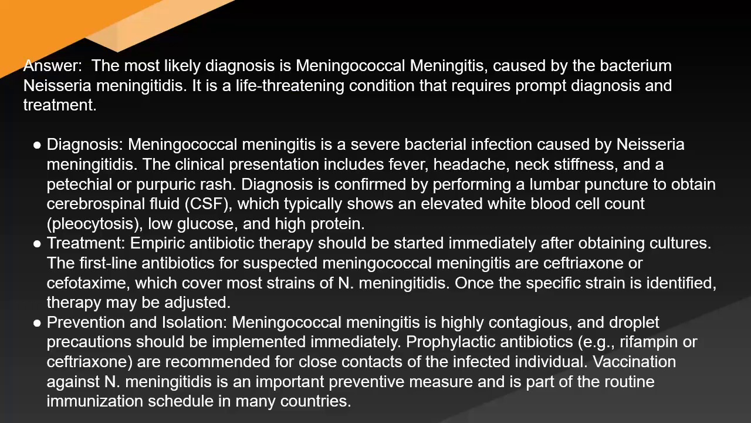Prevention and isolation: meningococcal meningitis is highly contagious, and droplet precautions should be implemented immediately. Prophylactic antibiotics, e.g. rifampin or ceftriaxone, are recommended for close contacts of the infected individual. Vaccination against N. meningitidis is an important preventive measure and is part of the routine immunization schedule in many countries.